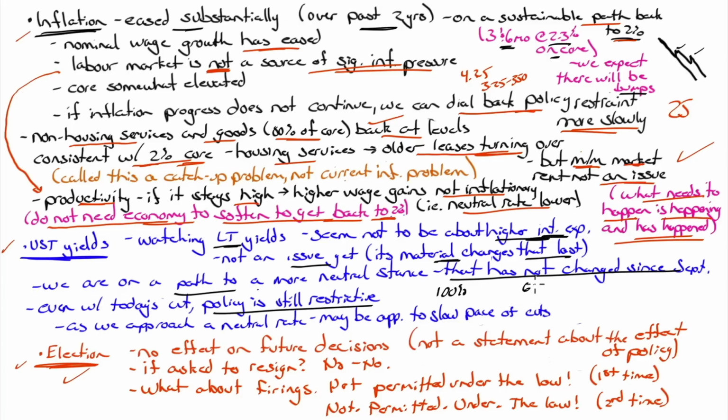The market's only putting about 64%. I think they're wrong. As we approach a neutral rate, we're not near it. Obviously, if you were near it, you wouldn't say as we approach. As we approach a neutral rate, it may be appropriate to slow the pace of cuts, not stop. Slow the pace of cuts as we approach the neutral rate.